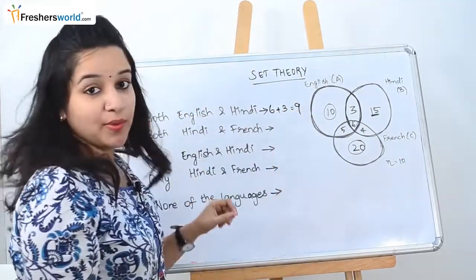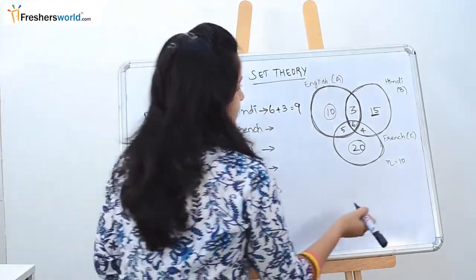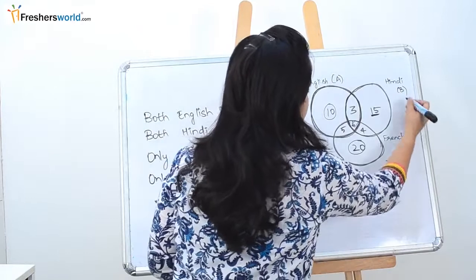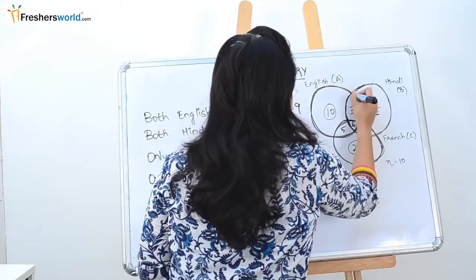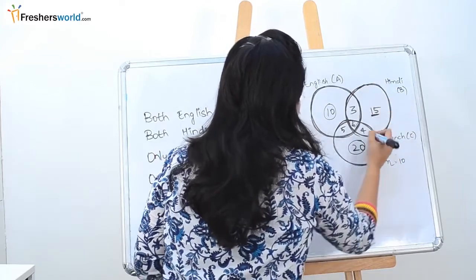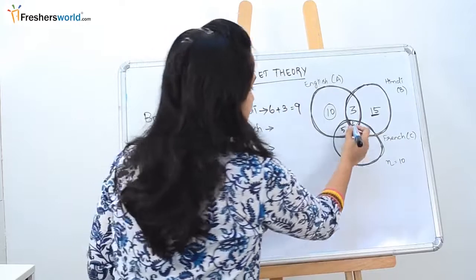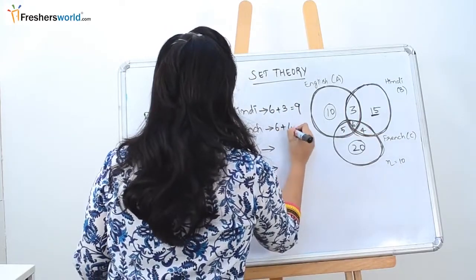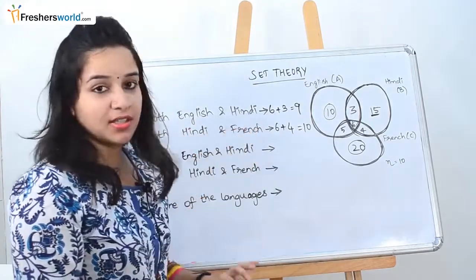So similarly the next question, they are asking for the people who know Hindi and French. So Hindi and French is nothing but the circle B and C. So this circle and this circle. The intersection of this is nothing but our answer, which is nothing but 6 plus 4, which is equal to 10. The number of people who know Hindi and French is nothing but 10.